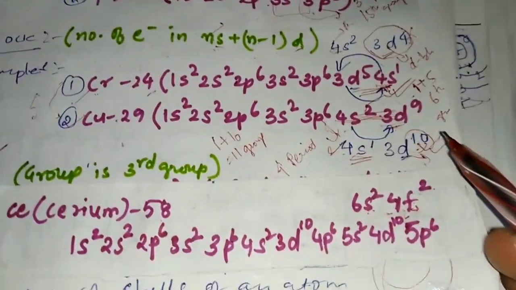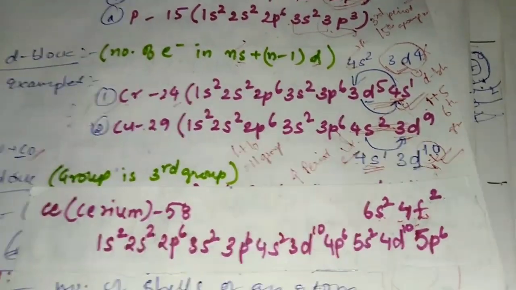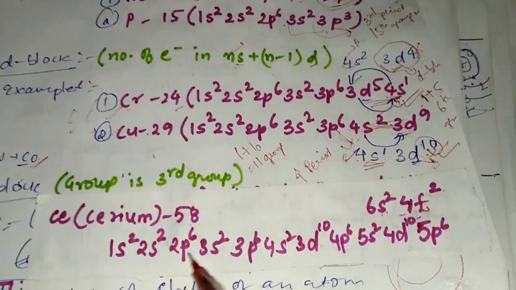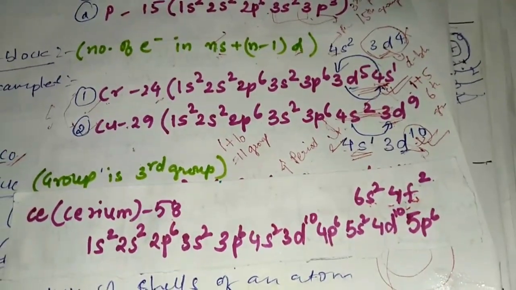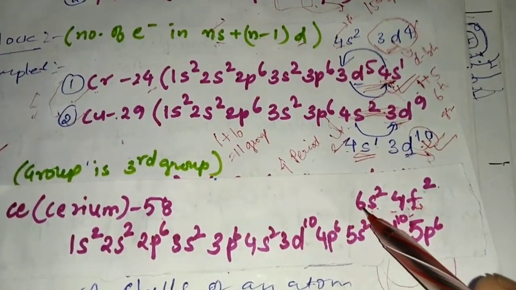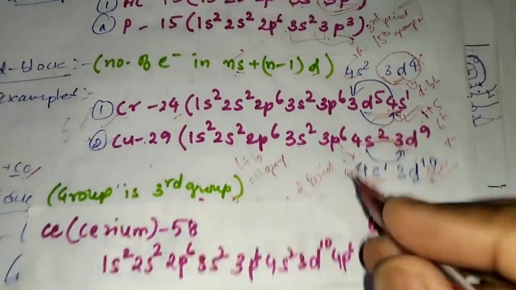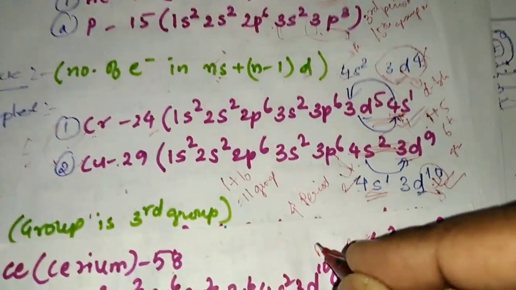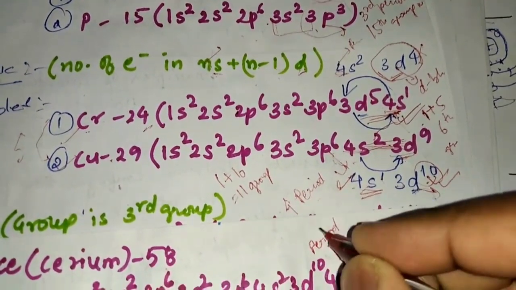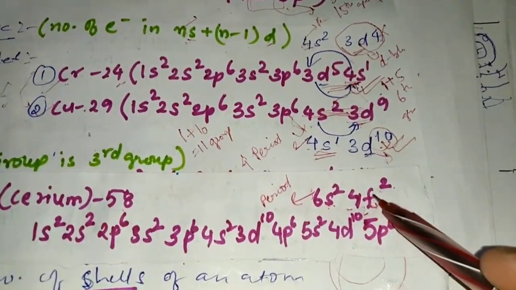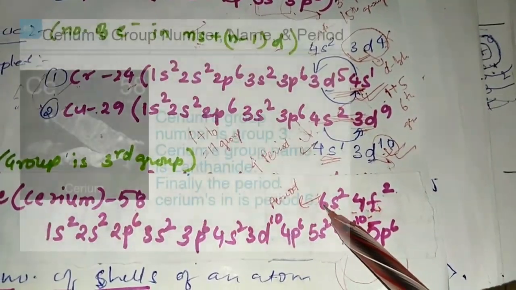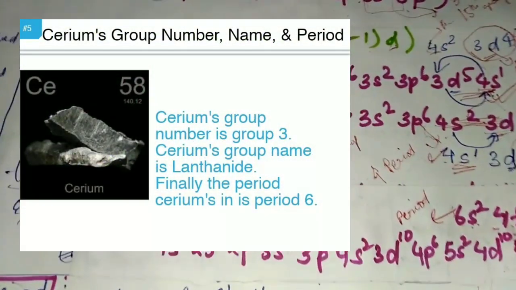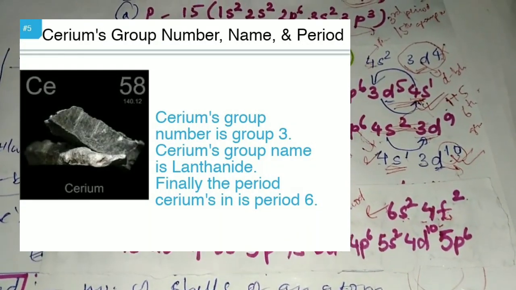How to find the period number: the period number becomes my maximum n value, the maximum n shell. You can see here the maximum n shell is 6. Yes. So 6 is my maximum n shell, so 6 becomes my period number. So it belongs to the F block, 6 is my period number and my group number is the 3rd group. So all the F block elements belong to the 3rd group. Keep this in mind, all of you.